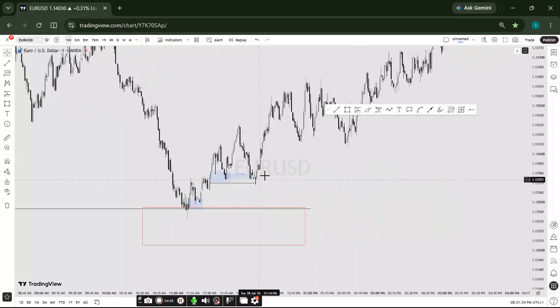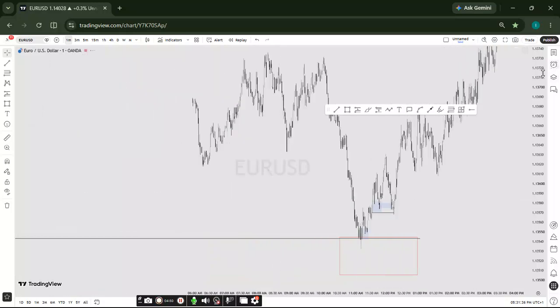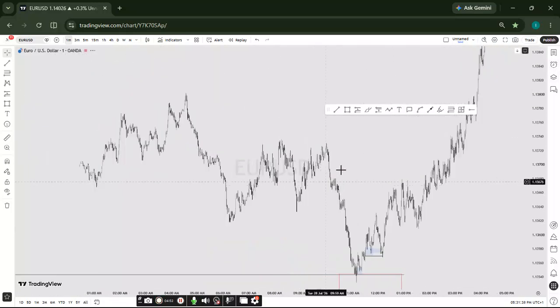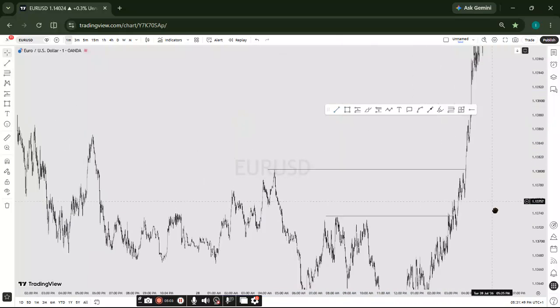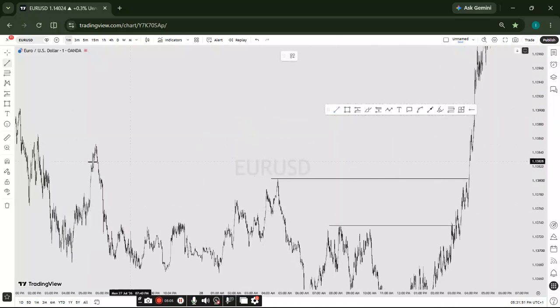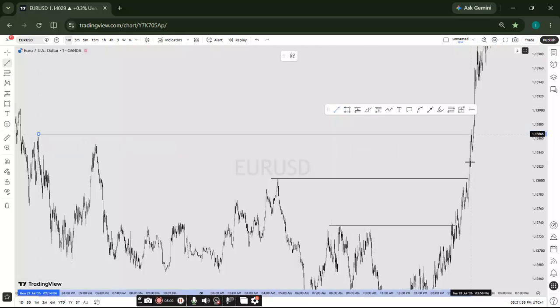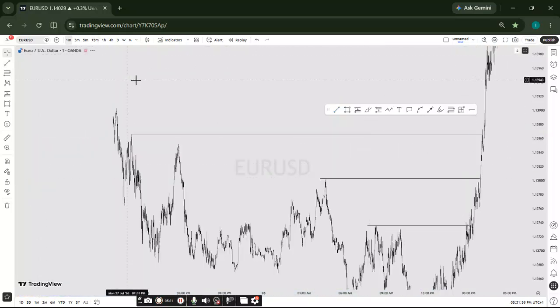All right, so this is basically where I took my long positions from, and my exit was, so this was my first TP because of the liquidity. This was the second. This was the third. You can see mitigation right here.